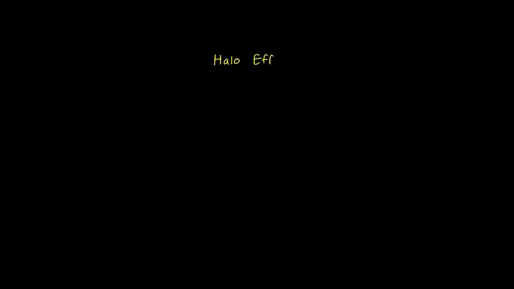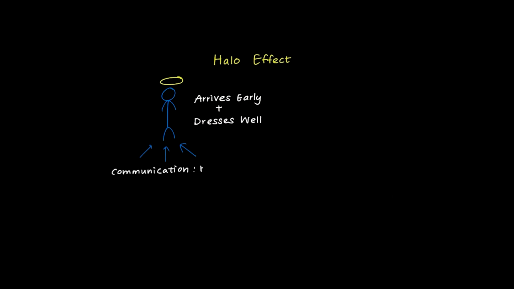The halo effect occurs when one positive impression spills over into ratings on unrelated dimensions. Someone arrives early and dresses well, so suddenly they get high marks for communication, teamwork, and technical skills, even though punctuality and appearance have nothing to do with those abilities.